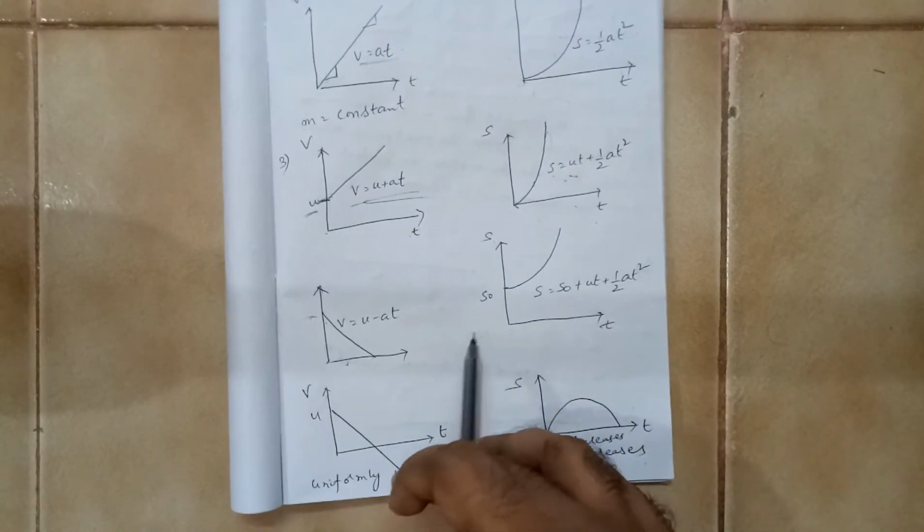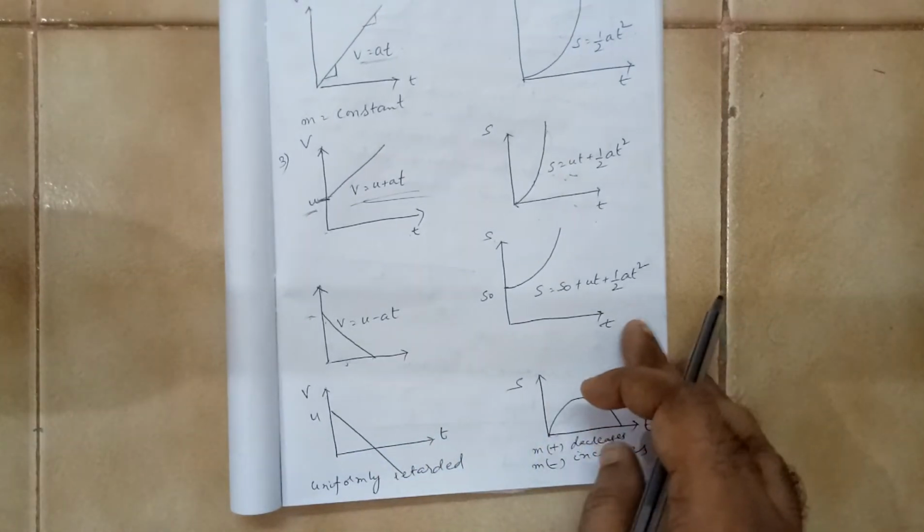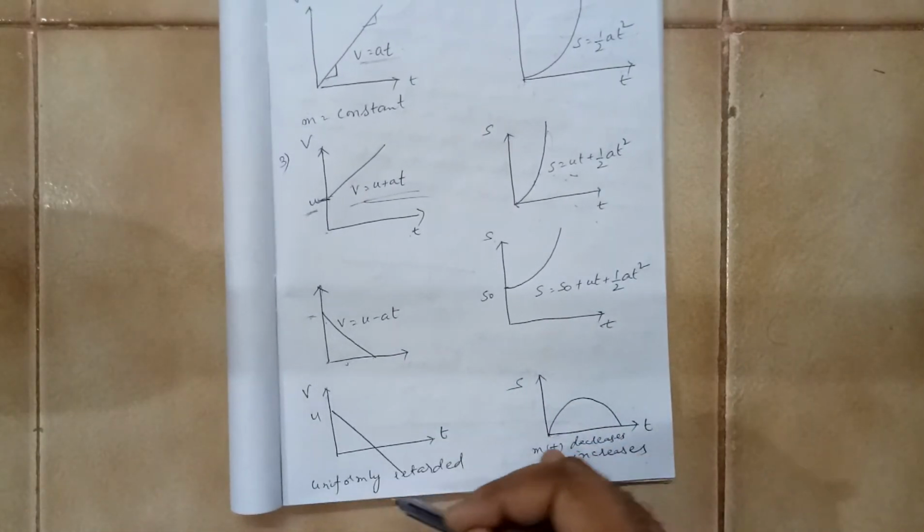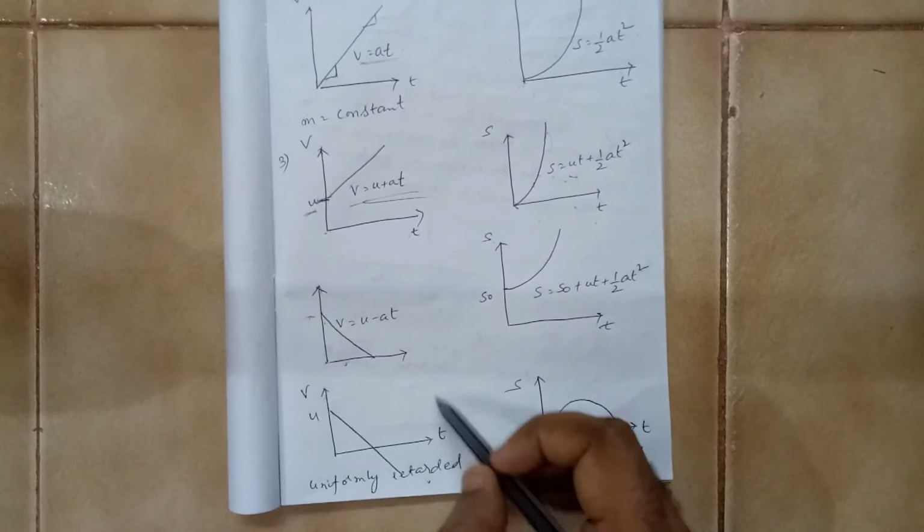It is a case of uniform retardation. But however, the equation will be v is equal to u minus at here also. But it is a case of uniform retardation, whereas here it is coming to rest.